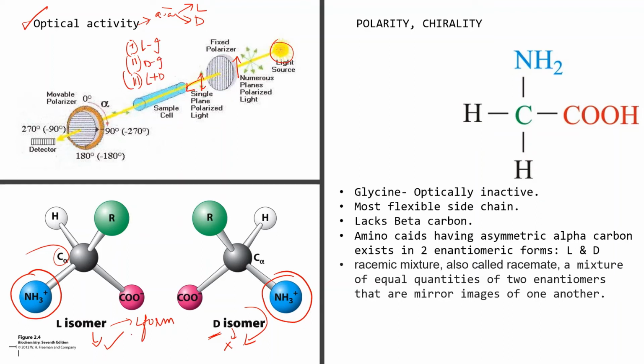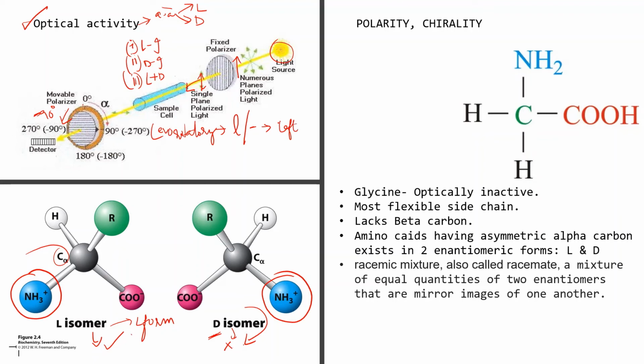So in the first condition, when there is an L isomer, that is, amino group present towards the left side, we see that from 0 degrees the polarizer moves towards the left side with an angle of -90. So why is it represented as -90? Because the light is rotated towards the left side, it is levorotatory, which is represented by a small l, also by a minus sign, that is, rotating the light towards the left side.